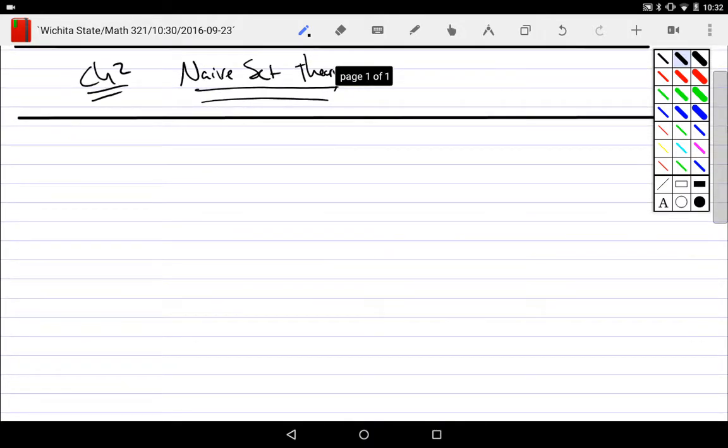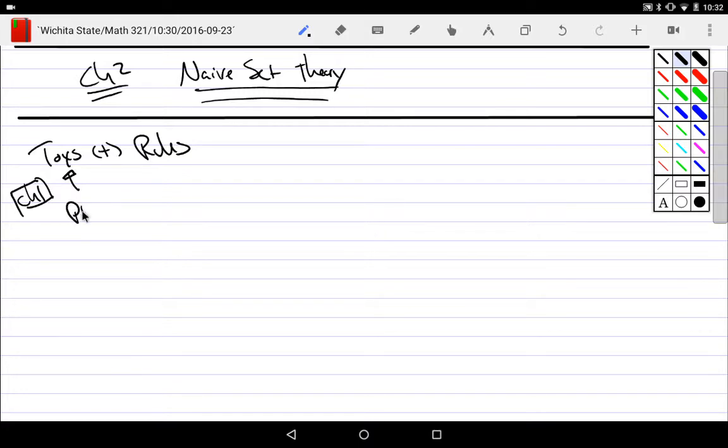So chapter two, notice how I start off way at the beginning talking about this whole toys plus rules thing. So chapter one, what were the toys? What did we just learn? What were the toys? Propositions.